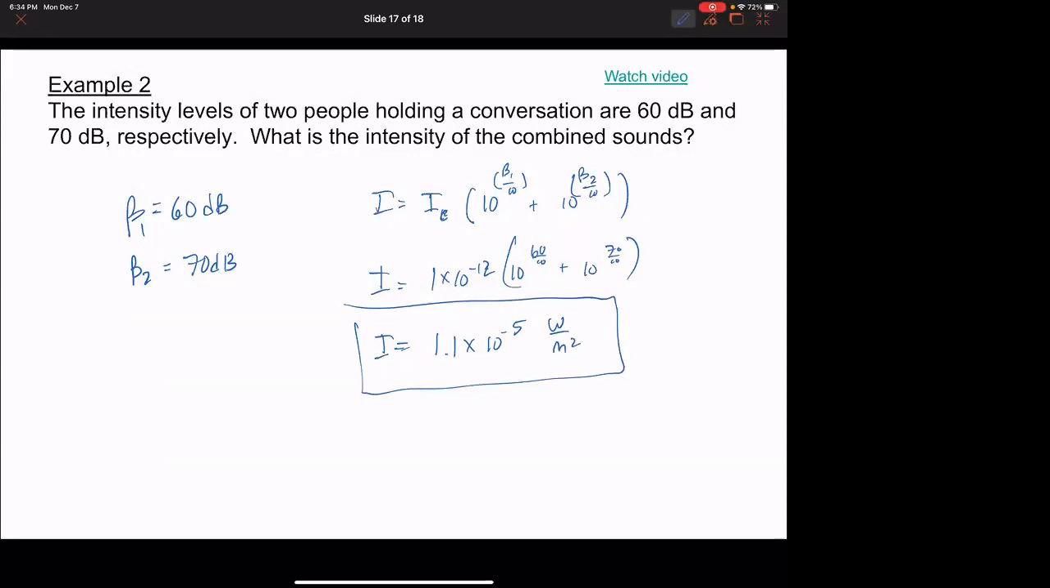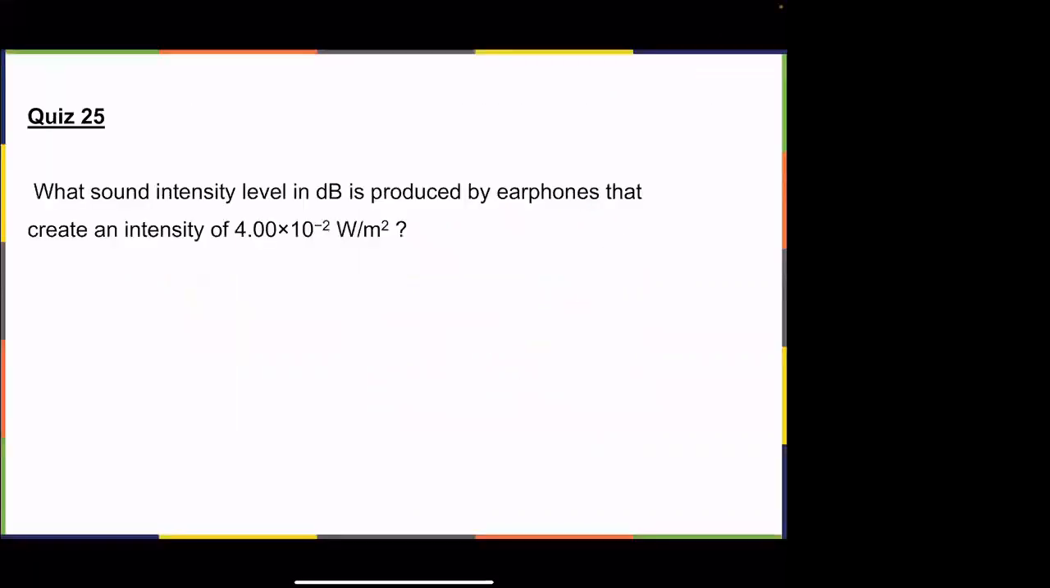Any questions there? I got the same thing. Good, good. Anybody need more time here? Have anything that needs clarifying? Ready for the quiz? All right, here goes nothing.